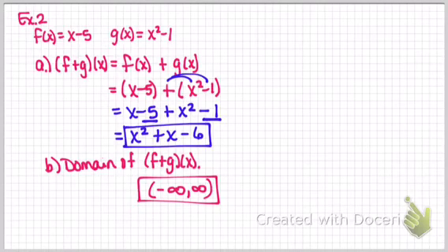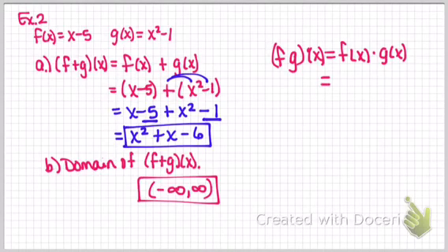Now I know I didn't ask you to do this, but if I had told you to find the difference of them, to subtract them, you would just distribute the minus sign and then combine your like terms, just like what we did here. If it was multiply, if it had been f times g of x, then we know that means to multiply f of x times g of x. So we would have just had to take x minus 5 times x squared minus 1, and do FOIL or distribute it.